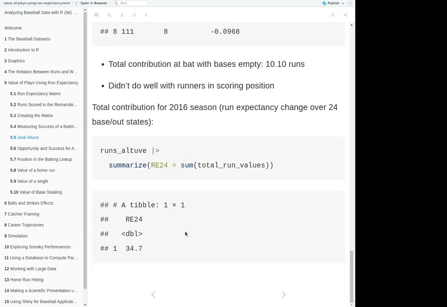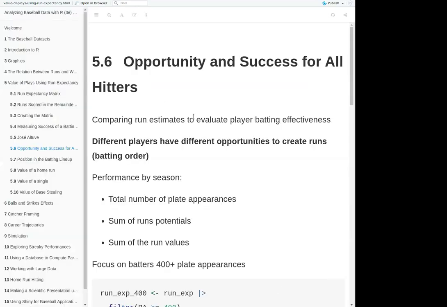Which is great. Always fun to have numbers, but we should look at more people, right, in order to put this into perspective. So that's what we are doing next.